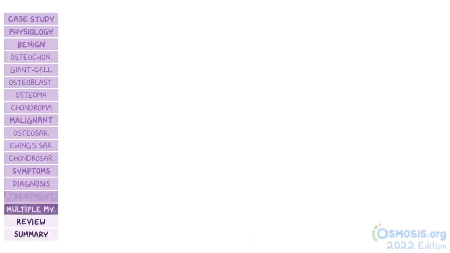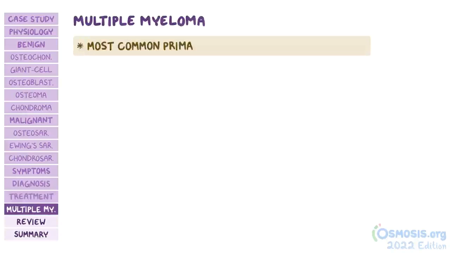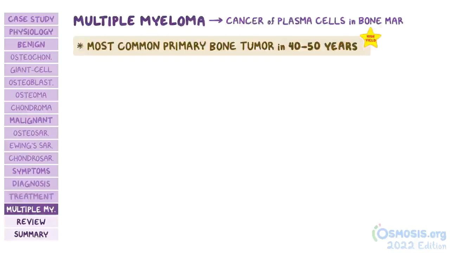Now, a final disorder that can cause bone tumors is multiple myeloma, which is the most common primary bone tumor in people 40 to 50 years of age. Multiple myeloma is a cancer of plasma cells in the bone marrow.